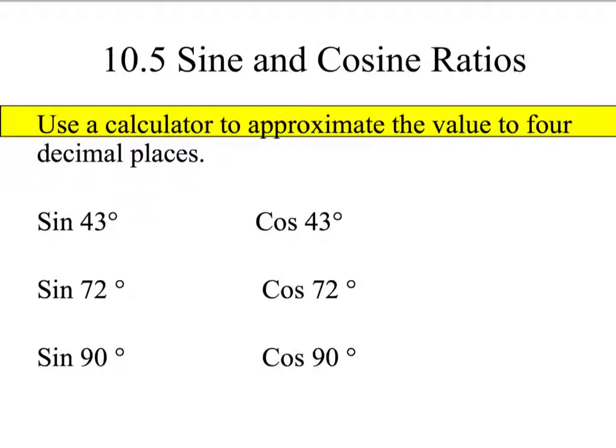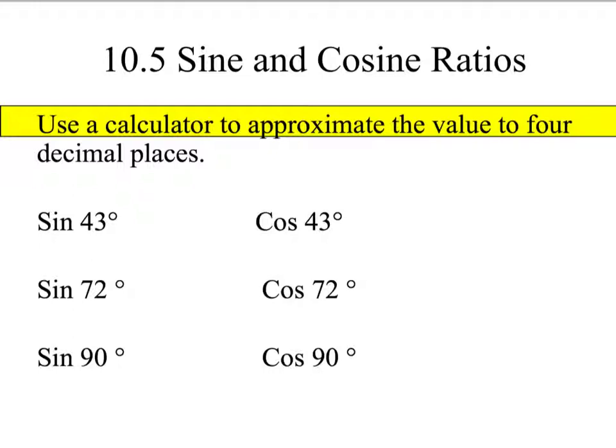All right, again, we're just using a calculator and we're going to be approximating the value to 4 decimal points. Now, for the sine of 43, make sure that you hit that SIN button on your calculator. On most calculators, I believe it's going to be 2 spaces above your 7. So if you look at your 7, go up, you see SIN. You're going to hit SIN, 43, and you're going to get something around 0.6819986.